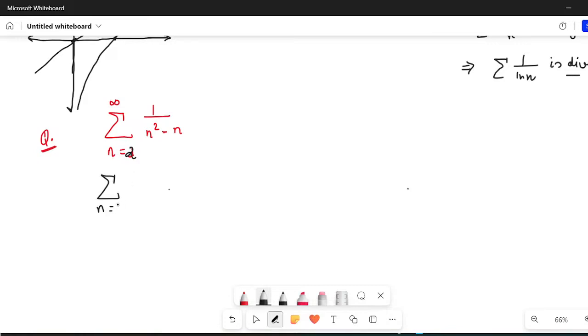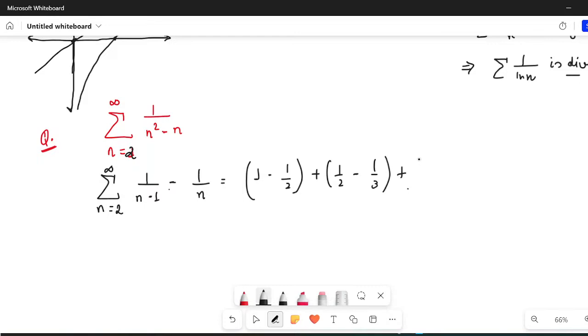I think it should be n equals 2 to infinity, 1 upon n minus 1 minus 1 upon n. This is, I think, very easy to see. This will give you (1 minus 1 by 2) plus (1 by 2 minus 1 by 3) plus (1 by 3 minus 1 by 4) plus and so on, up to (1 upon n minus 2 minus 1 upon n minus 1) plus (1 upon n minus 1 minus 1 upon n).